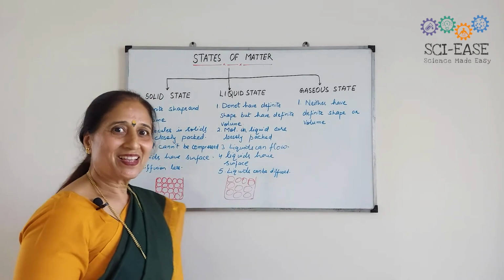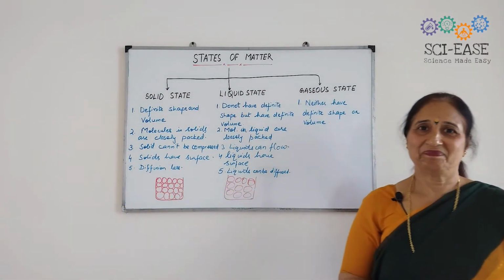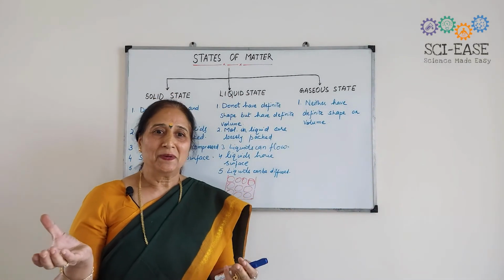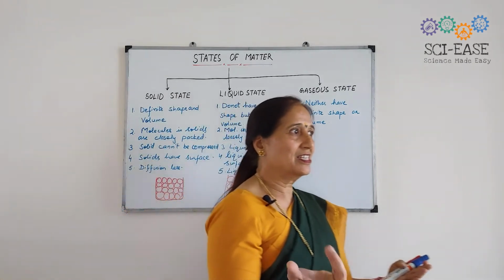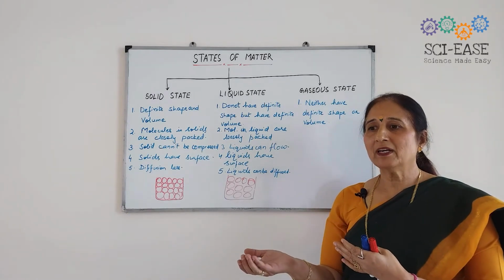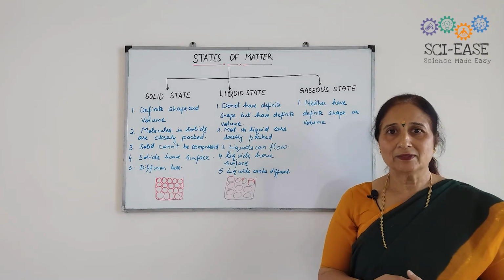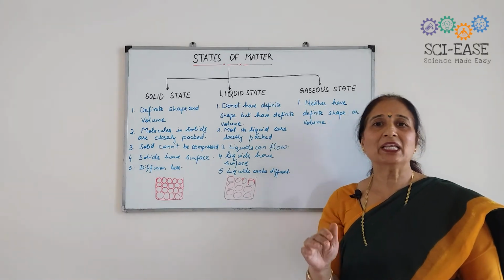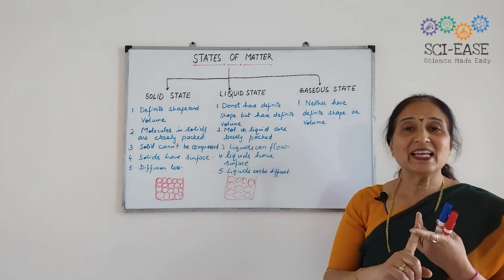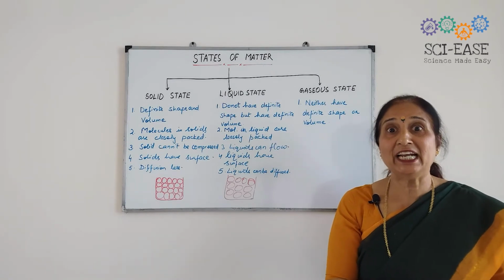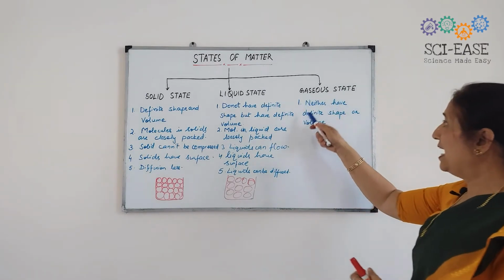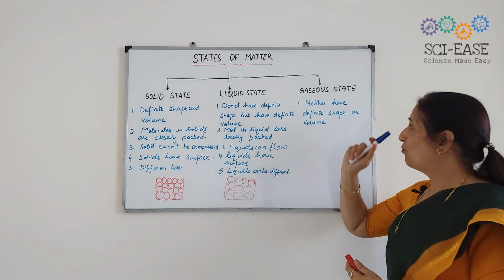Now next, come to the gaseous state. You take certain gases, oxygen, or we prepare hydrogen in the lab, and we collect them in gas jars. Okay? So gases neither have a definite shape nor a definite volume. This is the characteristic: neither definite shape nor volume.